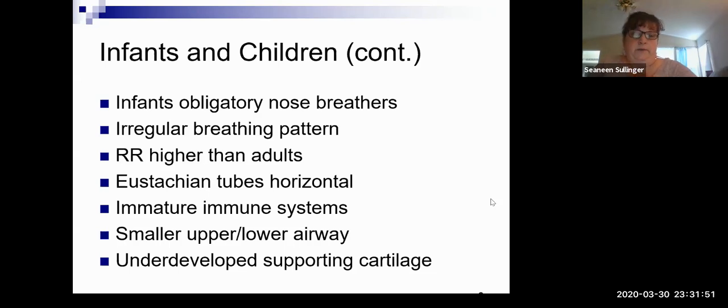Smaller upper and lower airways in and of themselves, so if they become congested, there's less space for the air to move through. And the supporting cartilage, the rib cage and some of the other cartilage there, is not as developed.